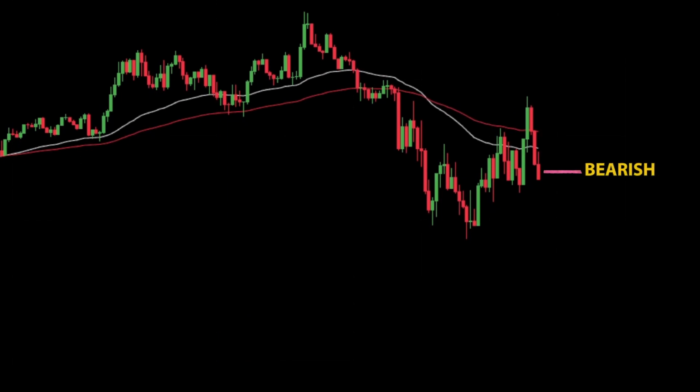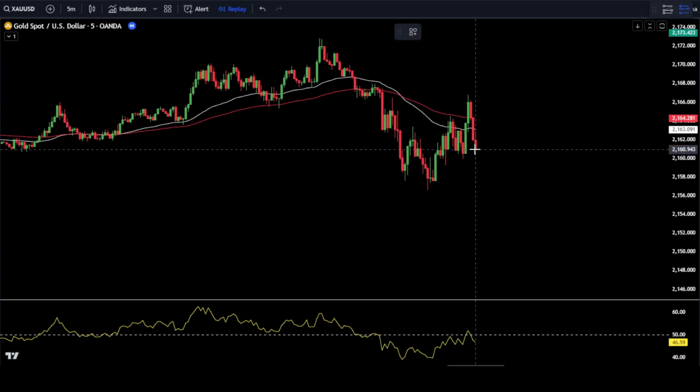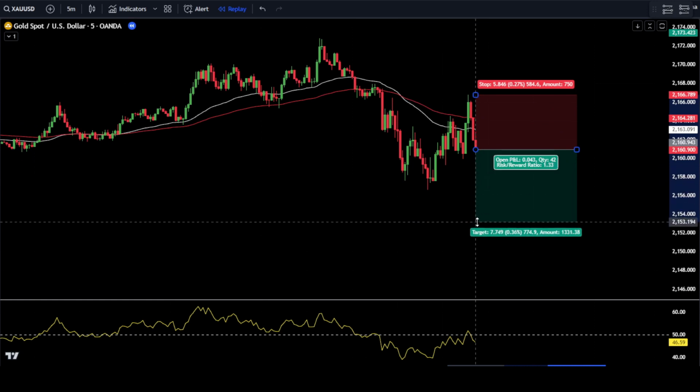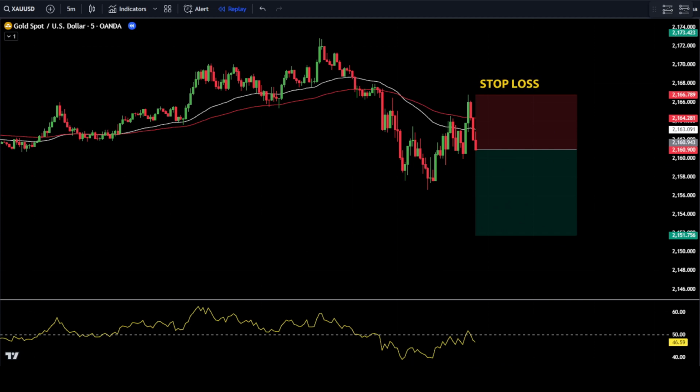As confirmation, make sure that the formed candlestick is a bearish candlestick. If all conditions are met, you can place a sell order after the bearish candlestick closes. Place the stop loss at the last swing high. Use a take profit target with a risk and reward ratio of 1 to 1.5.